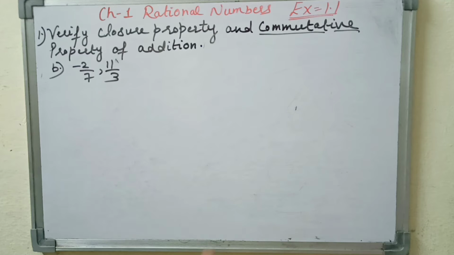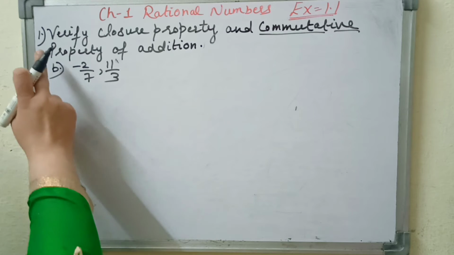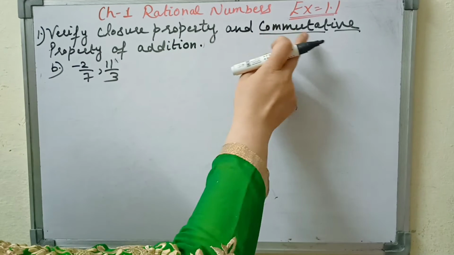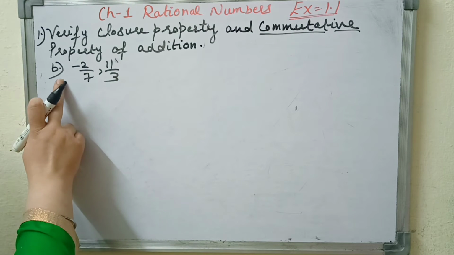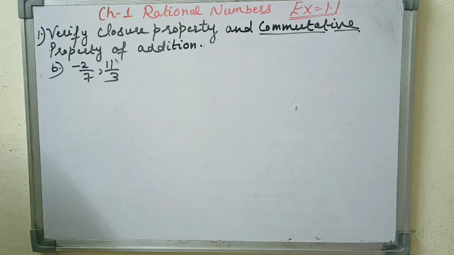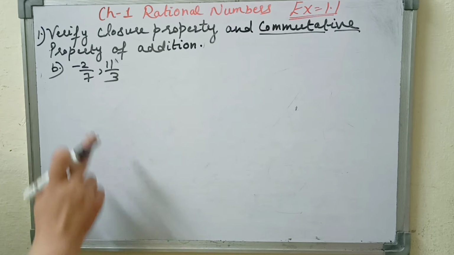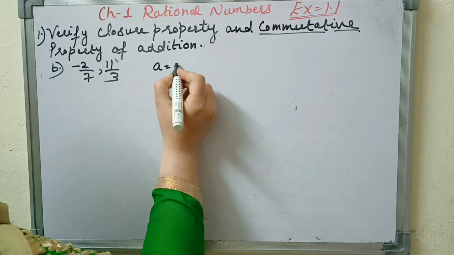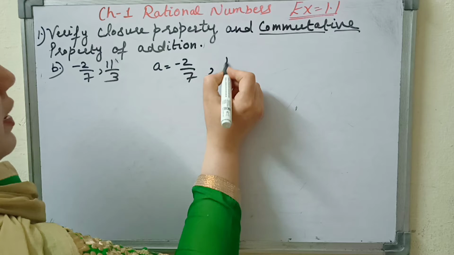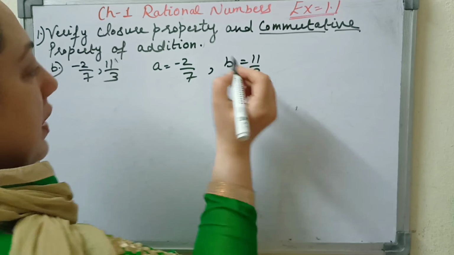We will discuss exercise 1.1 based on the properties of addition of rational numbers that we discussed earlier. The first sum is: verify closure property and commutative property of the addition. And the part (i) is minus 2 over 7, 11 over 3. According to the closure property, the sum of two rational numbers is a rational number. Let us take a = minus 2 over 7, b = 11 over 3.